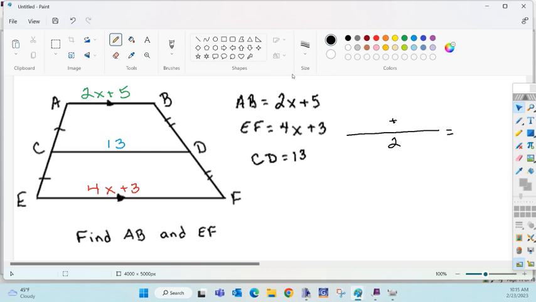Where goes what? Did you have a thought? Would you have to find X first though? Well, we're going to find X using this idea. So X is going to be incorporated into this. Okay? What do you think? 2x plus 5 plus 4x plus 3, divided by 2 equals 13.